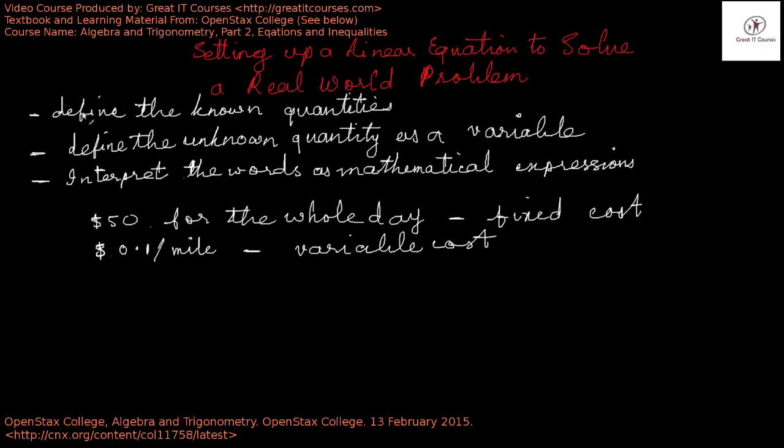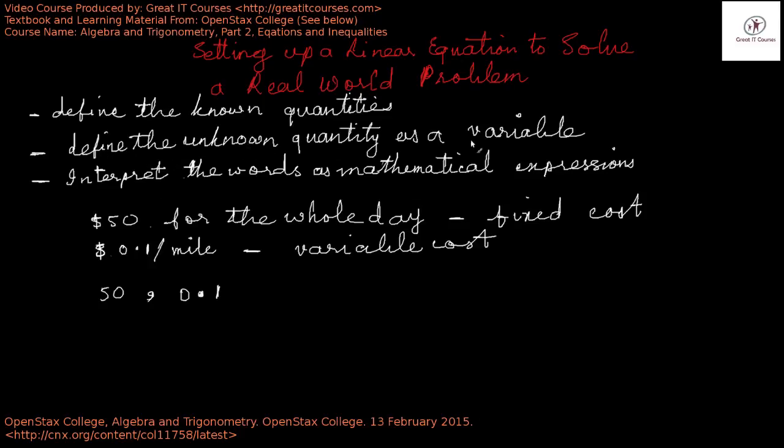So now in step 1, in this example, I'm going to define the known quantities. My known quantities are 50 and 0.1. These are the known quantities. Now some of these quantities are going to be processed by you in some way or mixed with other things, but those are the next steps.